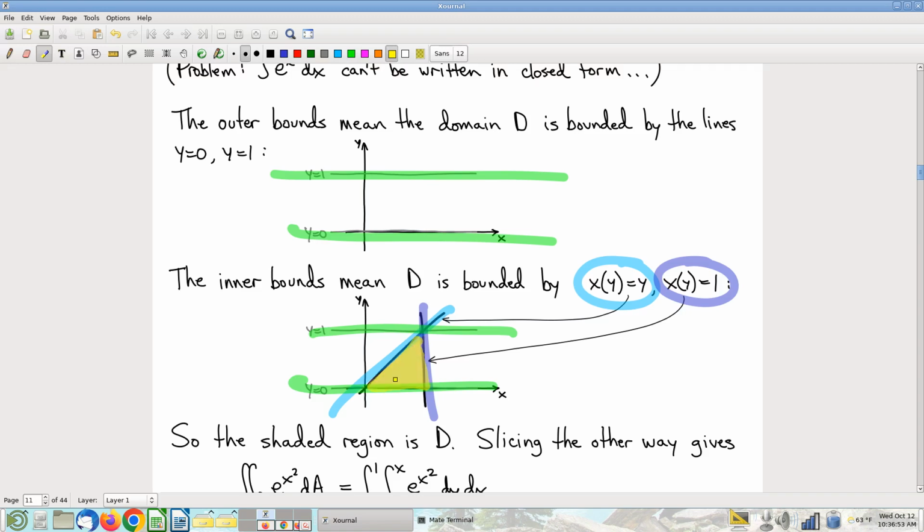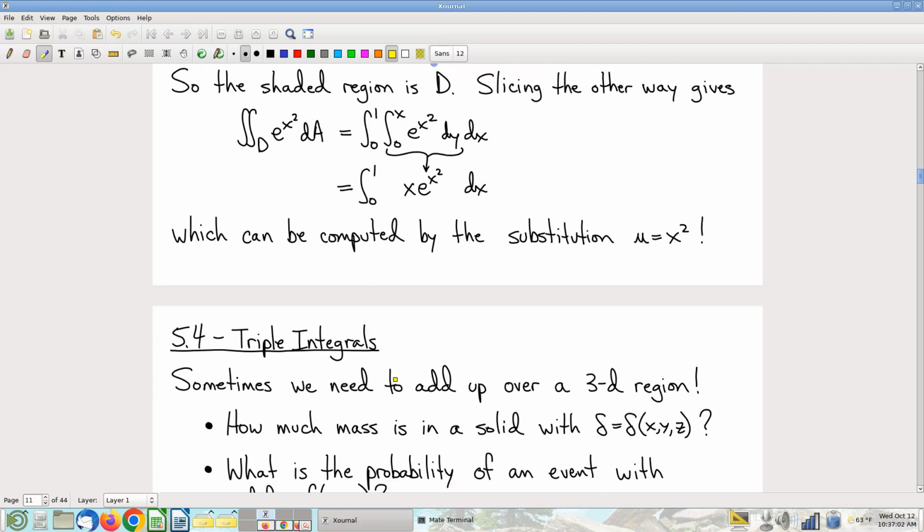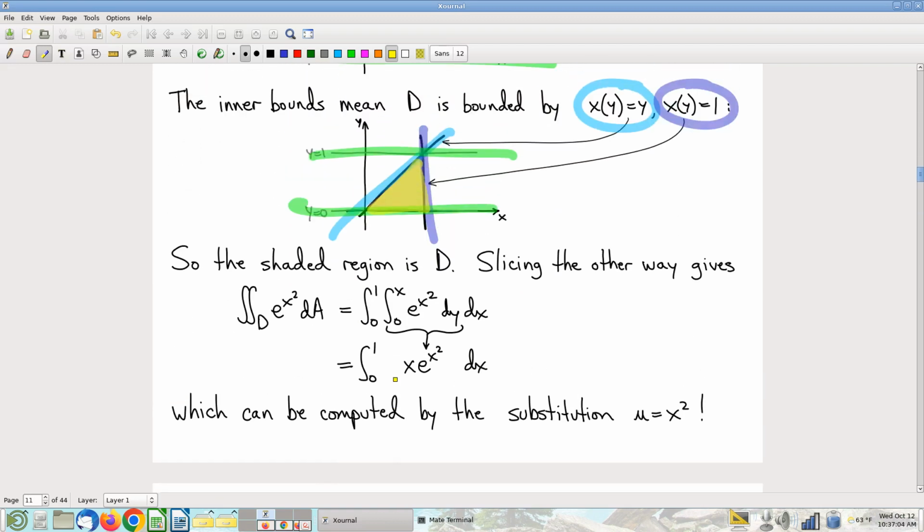So this iterated integral that we were given, I can now reinterpret it as a double integral. It's just a double integral over that domain. What do you think? Everybody good?